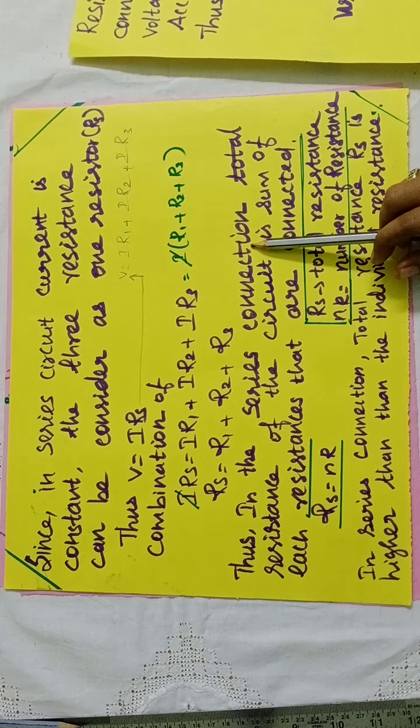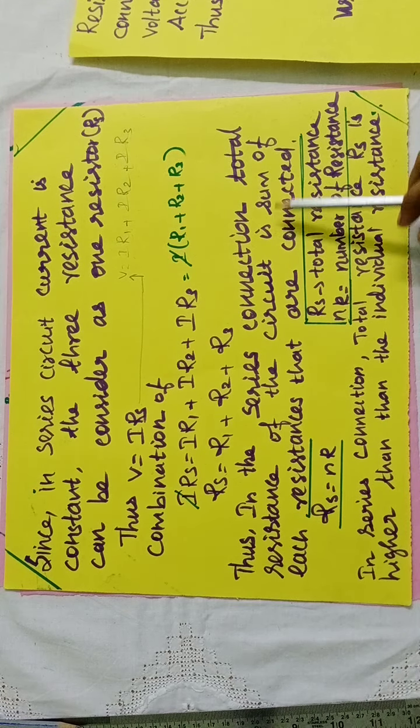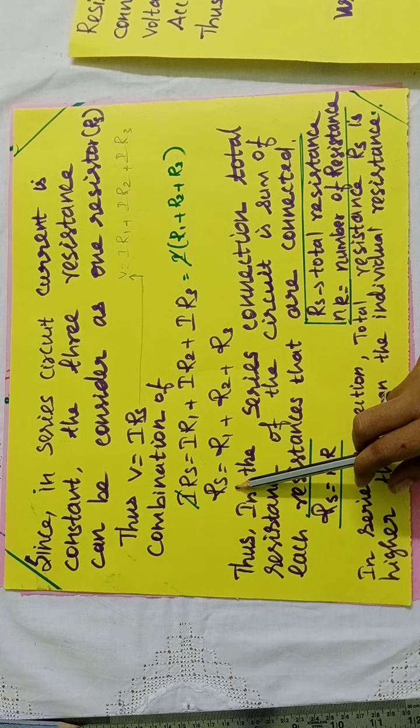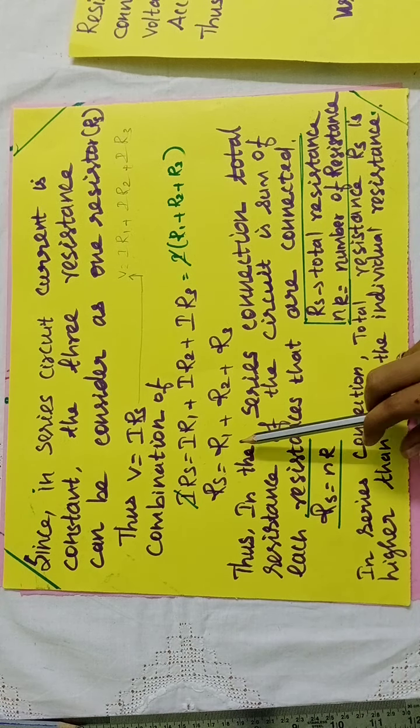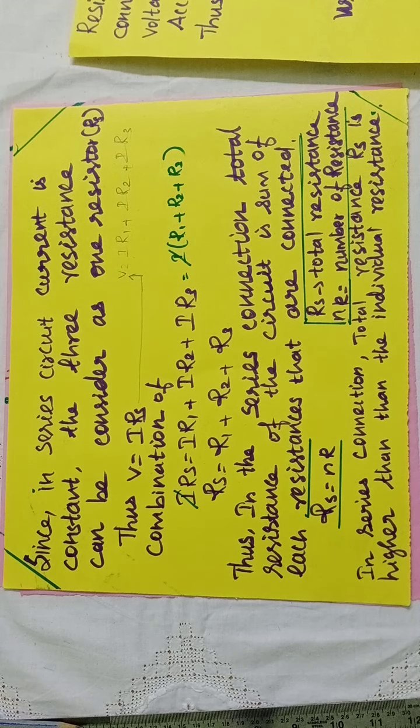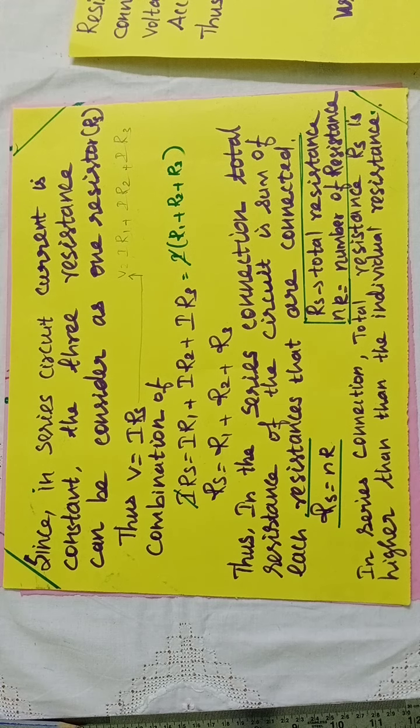Thus, in the series connection, the total resistance Rs of the circuit is the sum of each resistance R1, R2, R3 that are connected. Therefore, Rs is equal to nR, where Rs is the total resistance and n is the number of resistances. In series connection, the total resistance Rs is higher than the individual resistances.